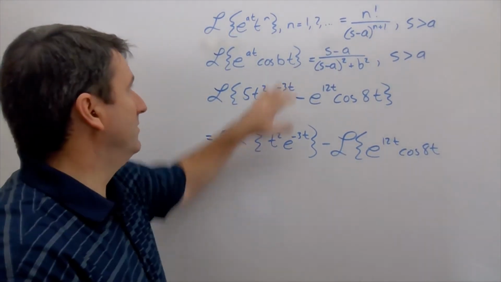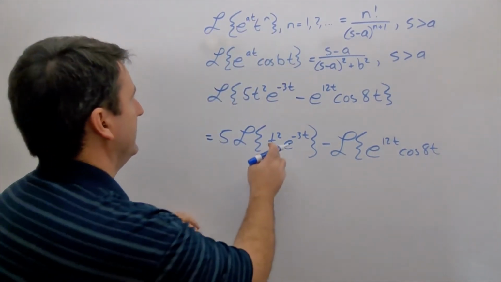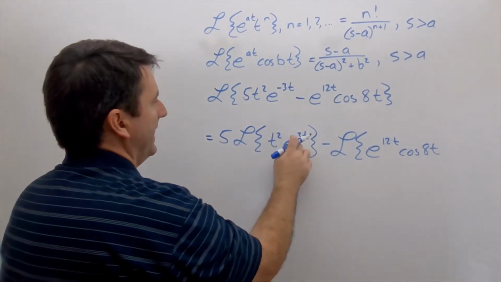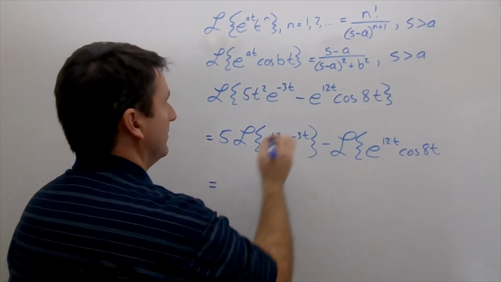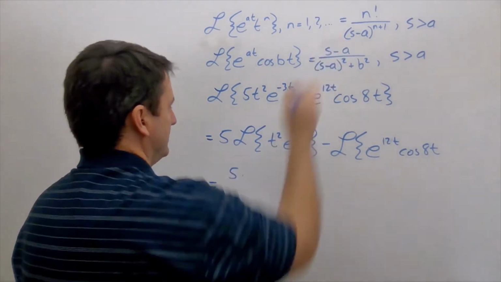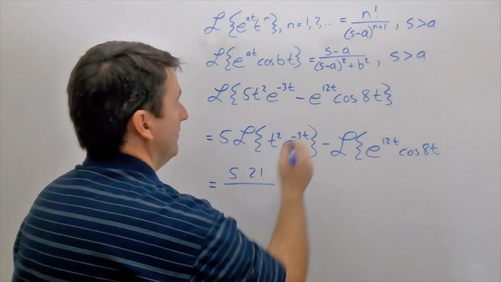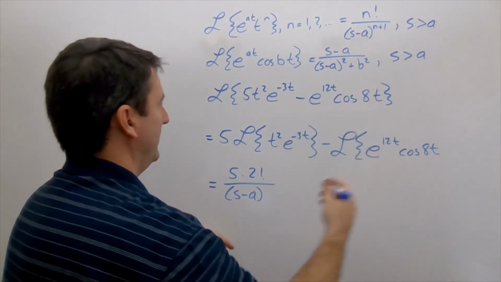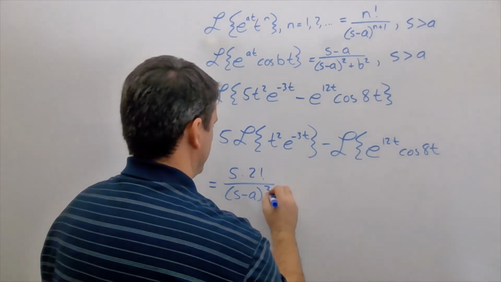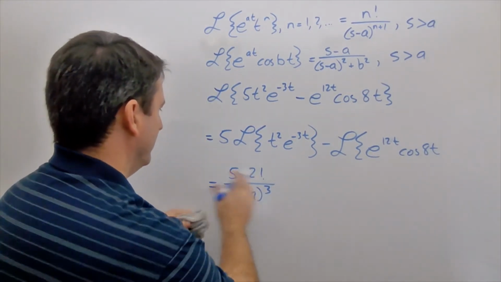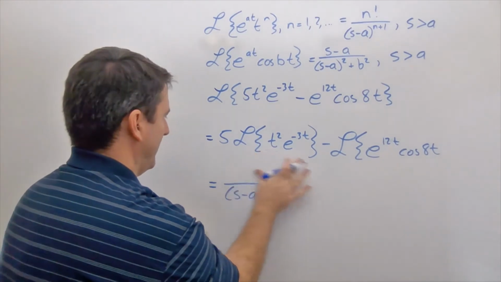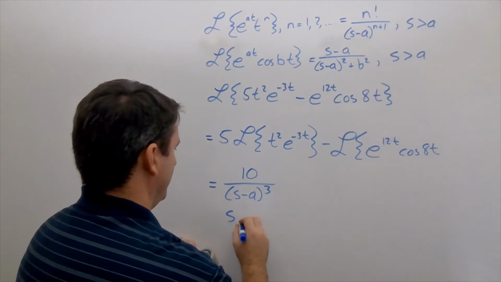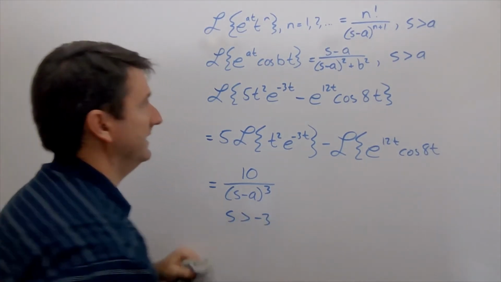So we're going to use what we already know up here. Here we're going to use this one, and n is going to be 2, and a is negative 3. So this is equal to 5 times 2 factorial over s minus a to the n plus 1. n is 2, so n plus 1 is 3. And then here, 5 times 2 factorial is just 10. And here, s has got to be greater than a, which is negative 3.